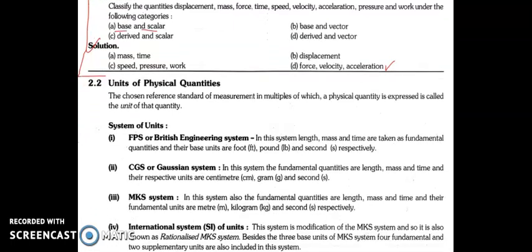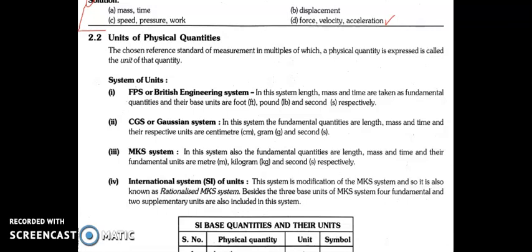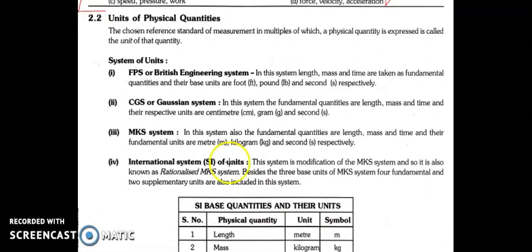These are the units of fundamental quantities. Means we know that 1 kilometer is equal to 1000 meter and 1 meter is equal to 100 centimeters. So these are the units that we've already learnt in our previous classes. But there are a few units, there are a few systems rather in which these units have been divided. So the next topic is system of units.